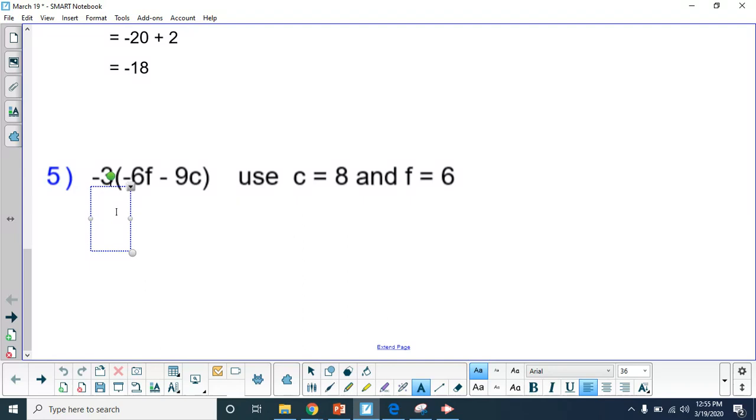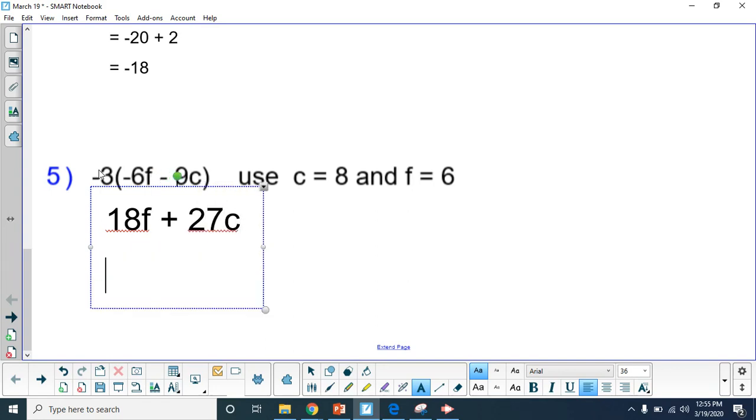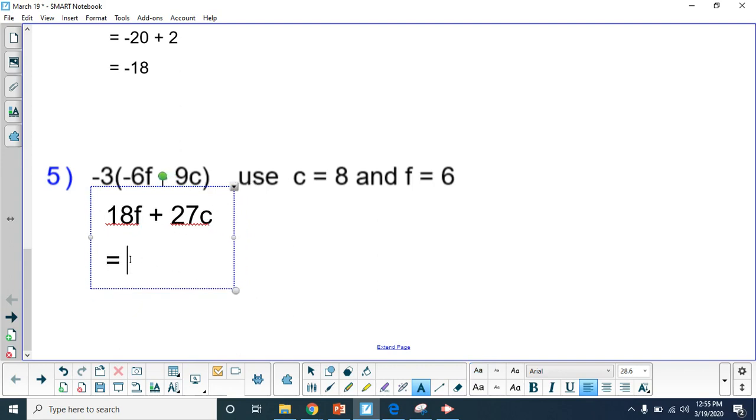So I'm going to get negative 3 times negative 6f, which is going to be positive 18f. Then I'm going to multiply negative 3 and negative 9c, and the answer is plus 27c. Once you simplify the expression, you can start substituting the values of the variables: c equal to 8 and f equal to 6.